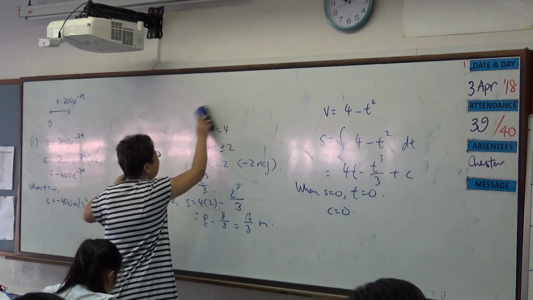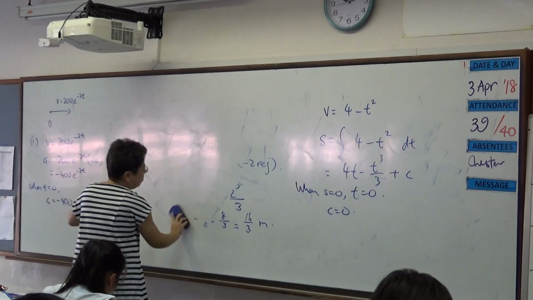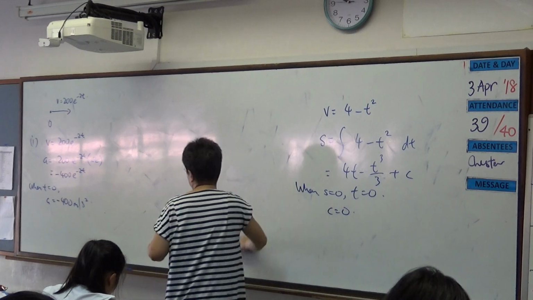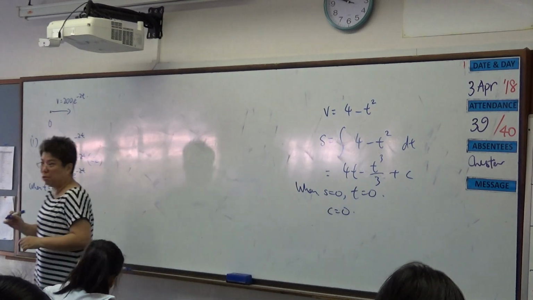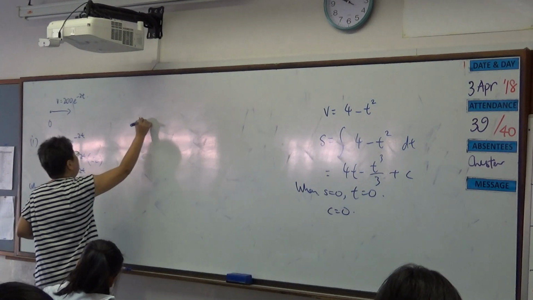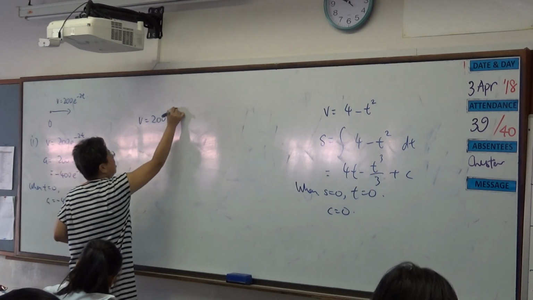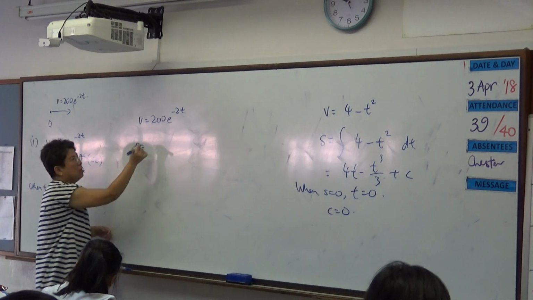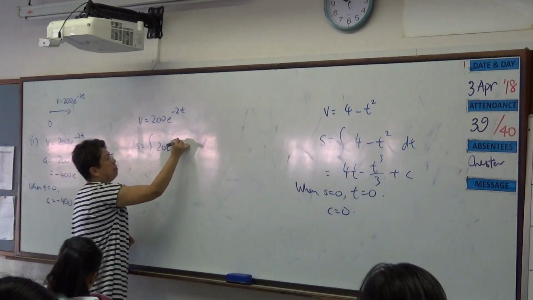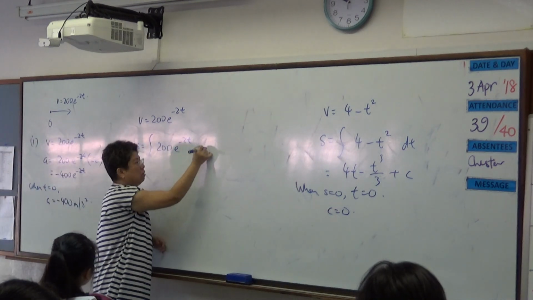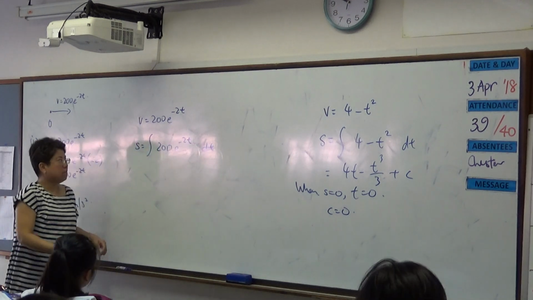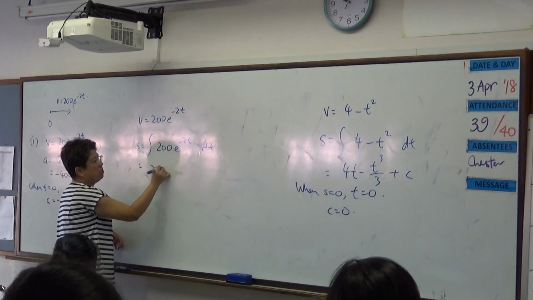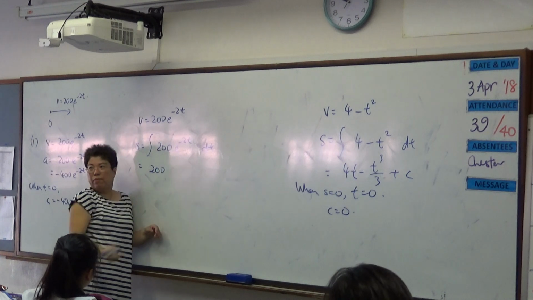Now must integrate. This question is very good. Must differentiate, must integrate. I like this kind of question. V is 200 e^(-2t). How to get s? Integrate this one, right? Take out 200. Right, integrate this. What do you have?